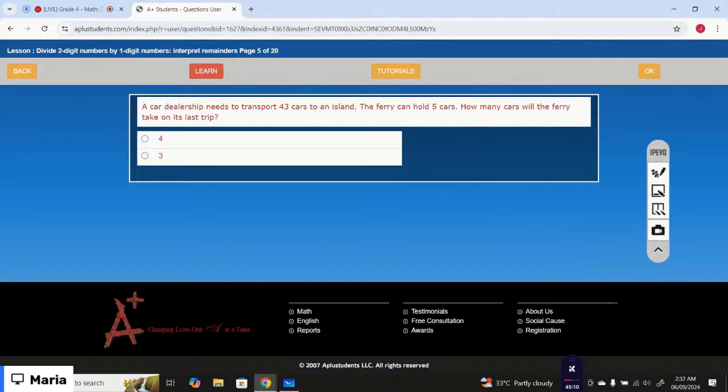3 it is. Option number 2 is the correct option, right? 5 times 8 is 40. You are left with 3, so the correct option is 3.